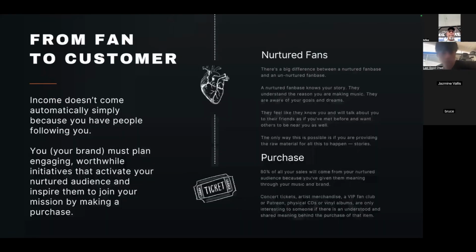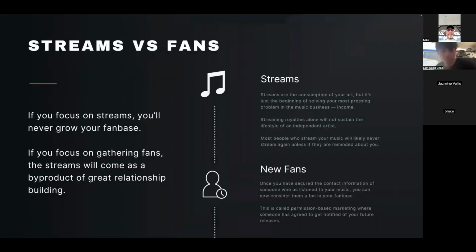And here on the next slide, this is going from fan to customer, right? And we all want income. We all want to monetize our fan base, but income doesn't automatically come simply because you have a following, right? Your brand must be engaging with your audience and you must be planning worthwhile initiatives that activate your fan base. And then they respond by buying your stuff. And yeah, I can go back to the last slide really quick. So screenshot that really quick.